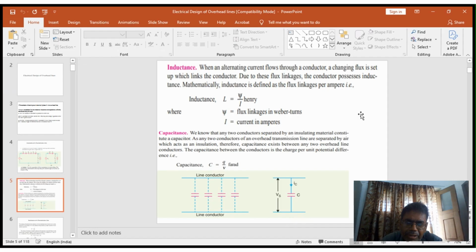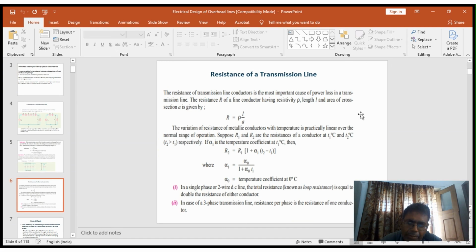Capacitance. The third element is capacitance. We know that two conductors separated by an insulating material constitute a capacitor. Any two conductors of an overhead transmission line are separated by air, which acts as insulation. Therefore, capacitance exists between any two overhead line conductors. Capacitance is defined as Q divided by V: the charge on the conductor divided by the potential difference between the two conductors.